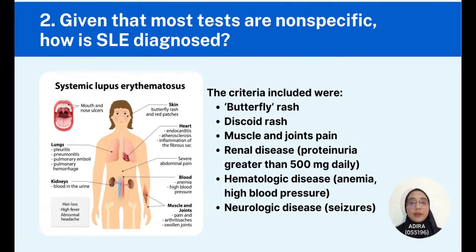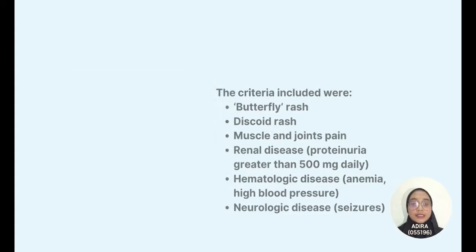Question 2. Given that most tests are non-specific, how is SLE diagnosed? The criteria include butterfly rash, discoid rash, muscle and joint pains, renal disease, hematologic disease, and neurologic disease.